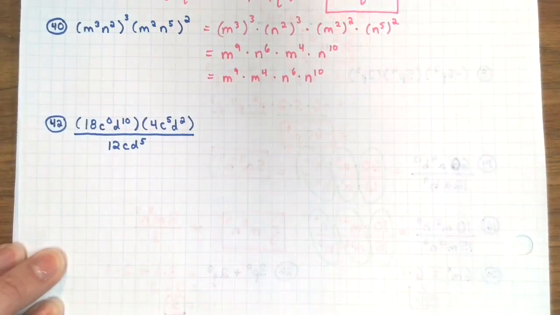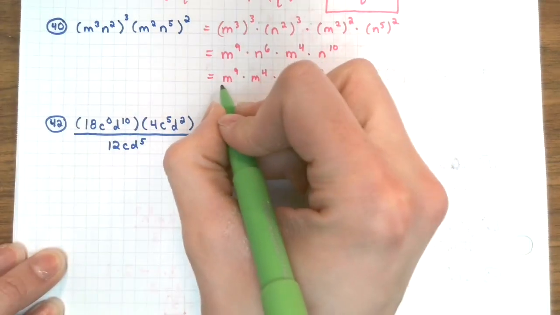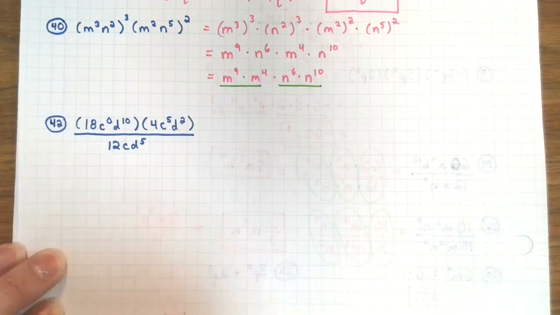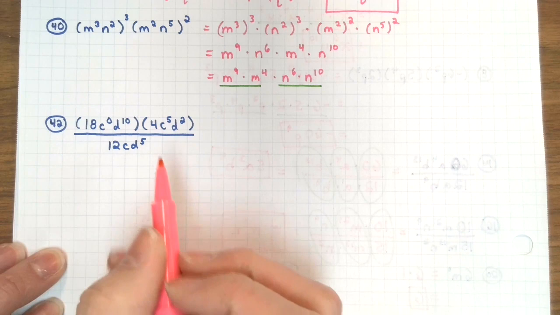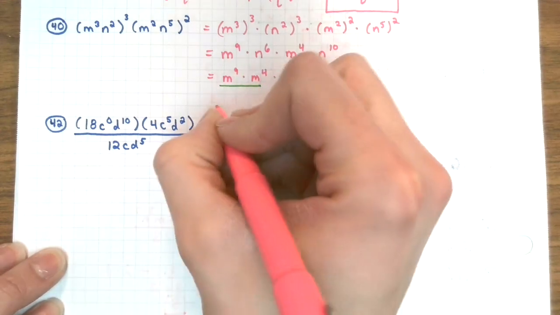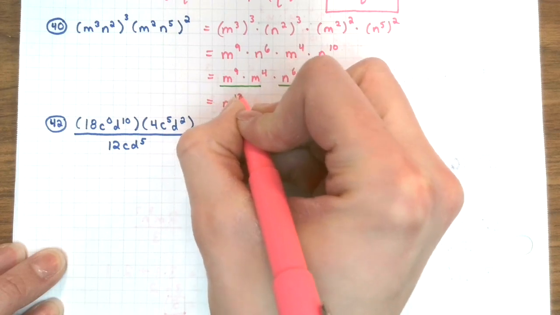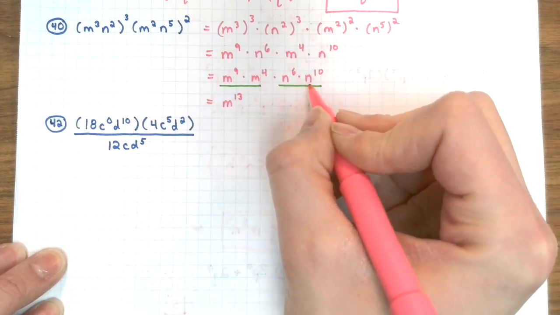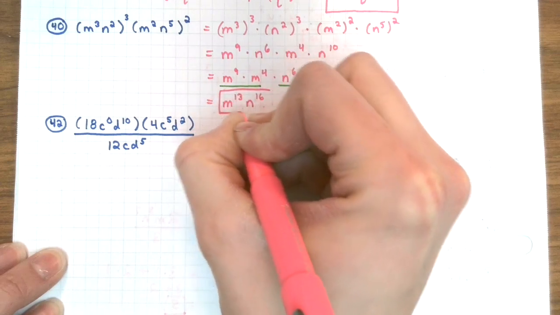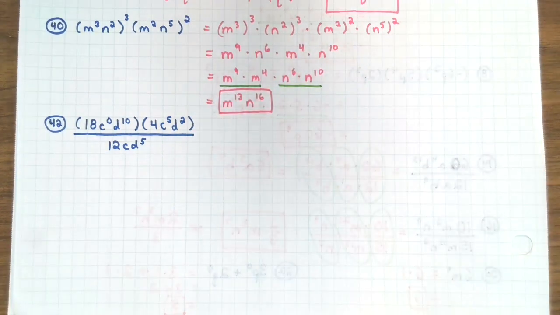Just so that when we use this next rule, our product rule, we can see that our bases that are alike are right next to each other. The product rule again tells us to add the exponents to simplify these. So m to the ninth times m to the fourth is going to be m to the 13th, and n to the 6th times n to the 10th is going to be n to the 16th. And that would be our final answer for that problem. So that's the simplified expression.